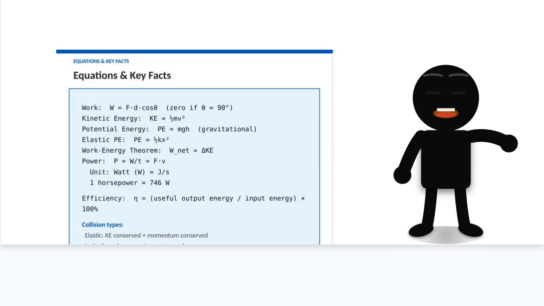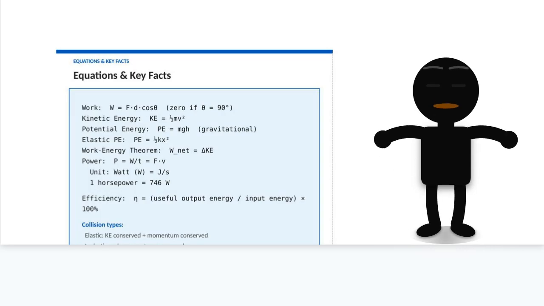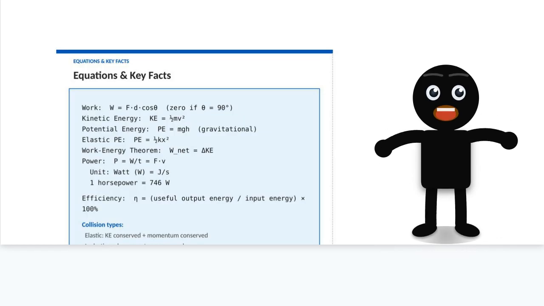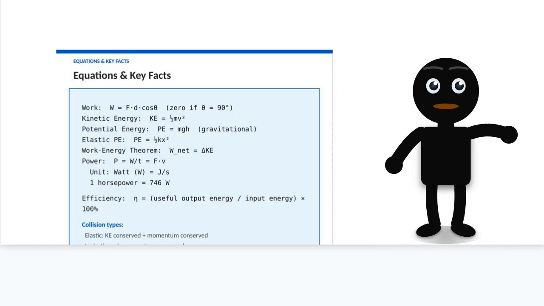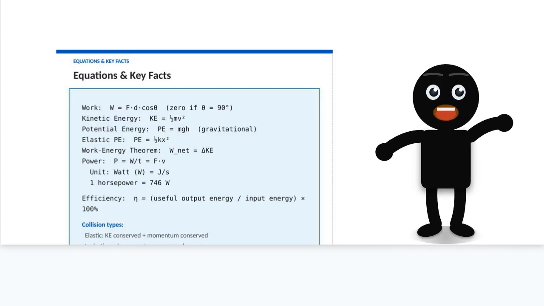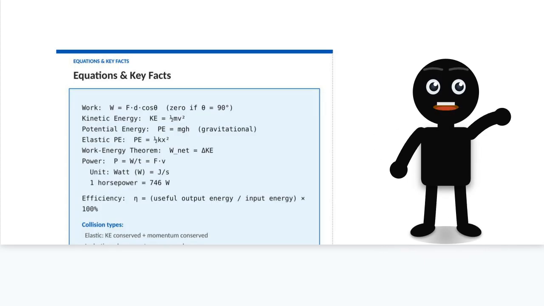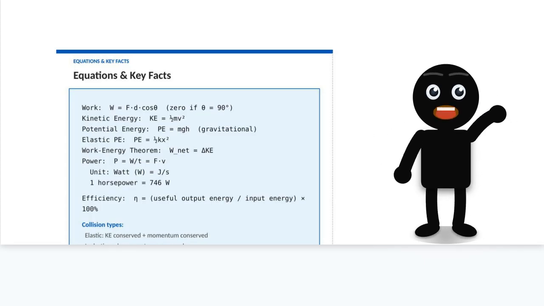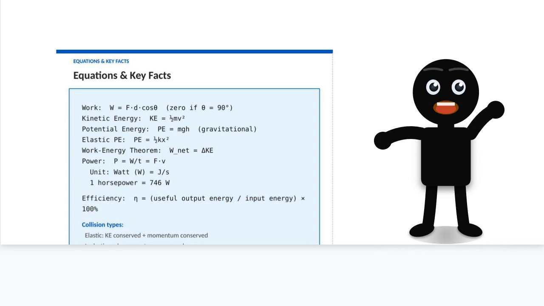Let me summarize all the key equations for this topic. Work is force times displacement times cosine theta. Kinetic energy is half mv squared. Gravitational potential energy is mgh. Spring elastic energy is half kx squared. The work-energy theorem connects net work to the change in kinetic energy.